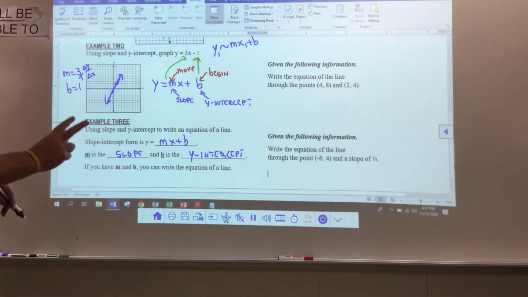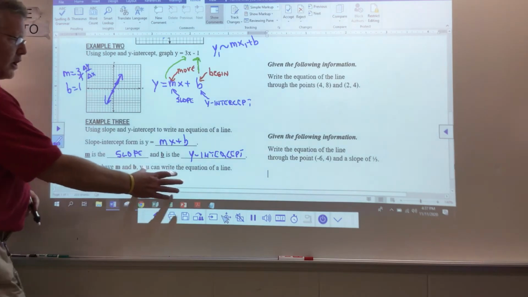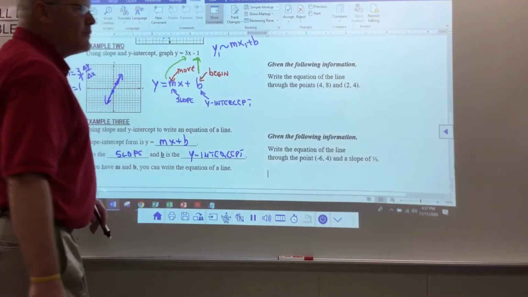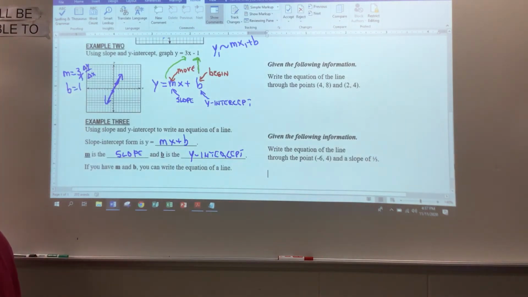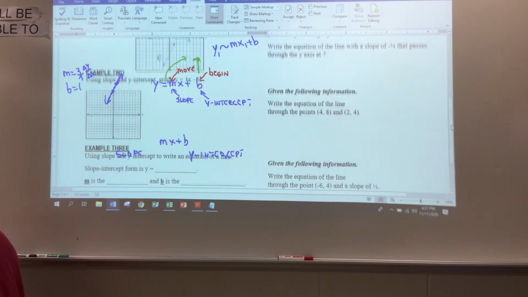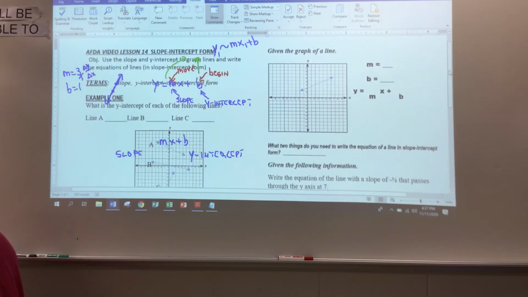And if you have those two things, if you have m and b, you can write the equation of a line. Okay? So that's our goal for today, is using slope and y-intercepts to be able to write the equation of the line. Let's see how we use this here. More in example 3.